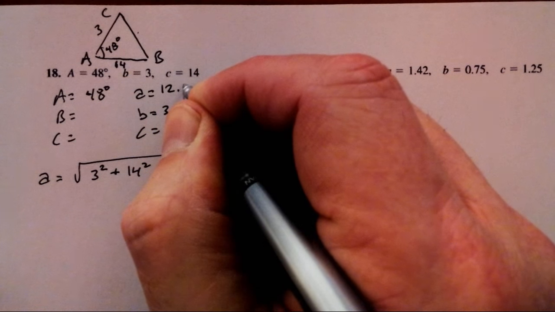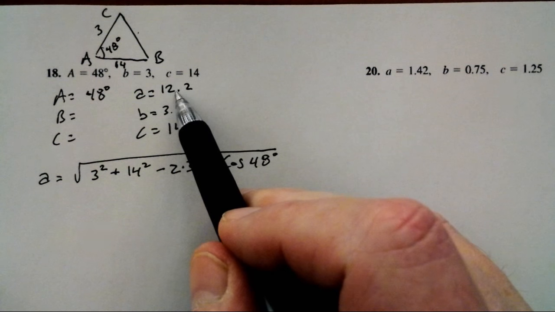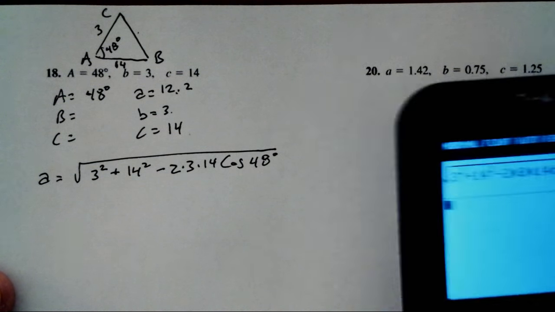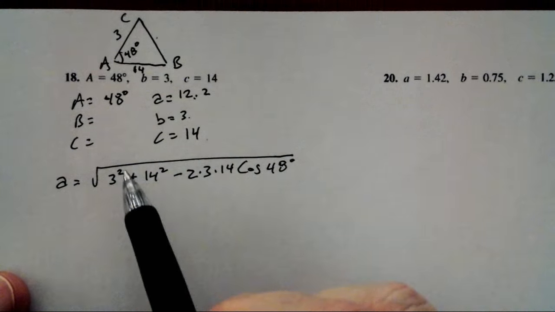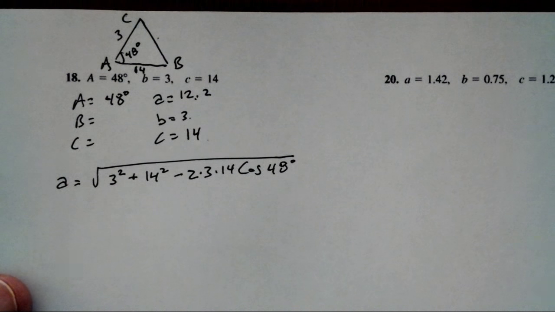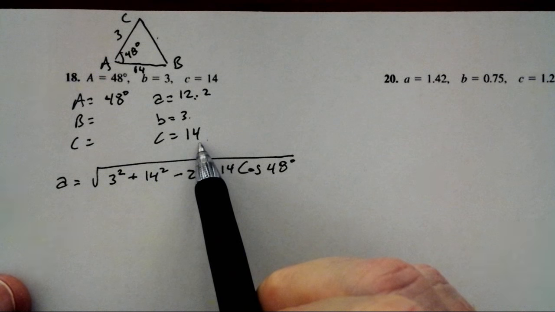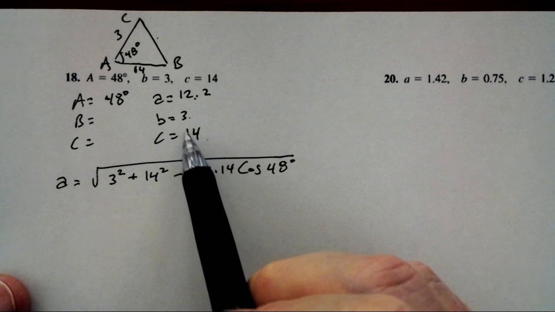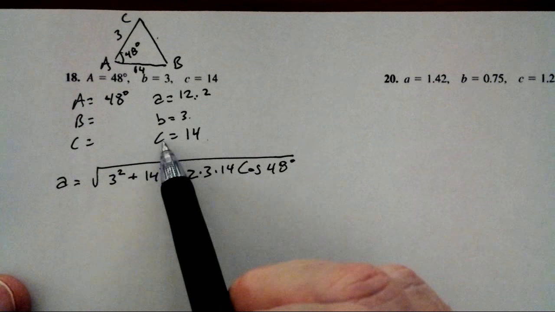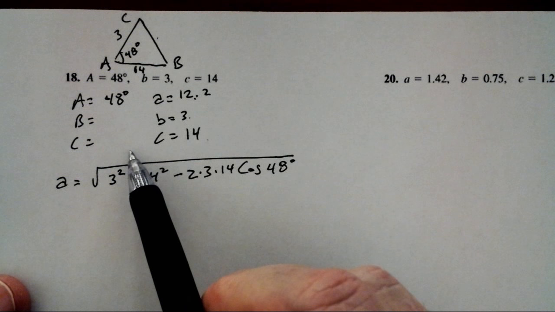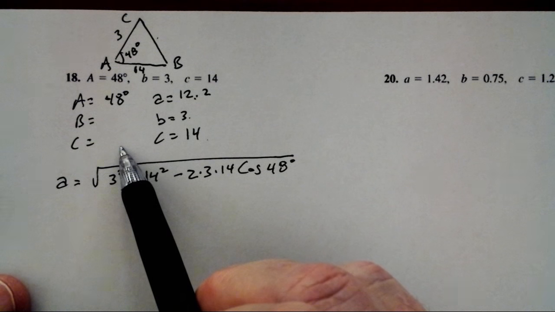Might as well do our first check right now. 3 plus 12 is definitely bigger than 14. That's one of our checks. Now, angle B, angle C. Might one of those two be obtuse? Well, if there is an obtuse angle, it certainly would have to be C. C's opposite the biggest side. So I'm not going to risk going to law of sines and finding angle C that might be obtuse.